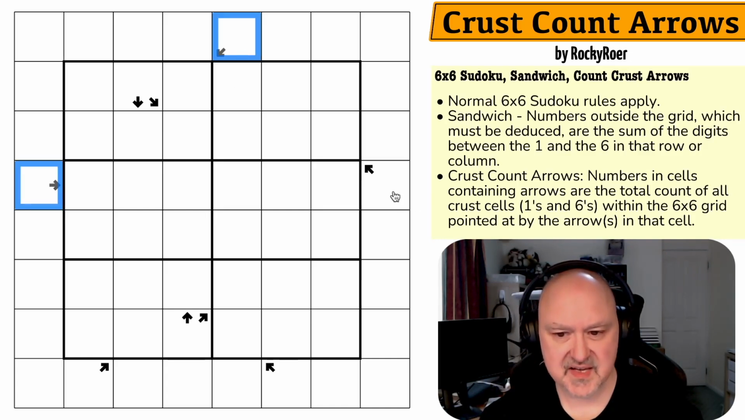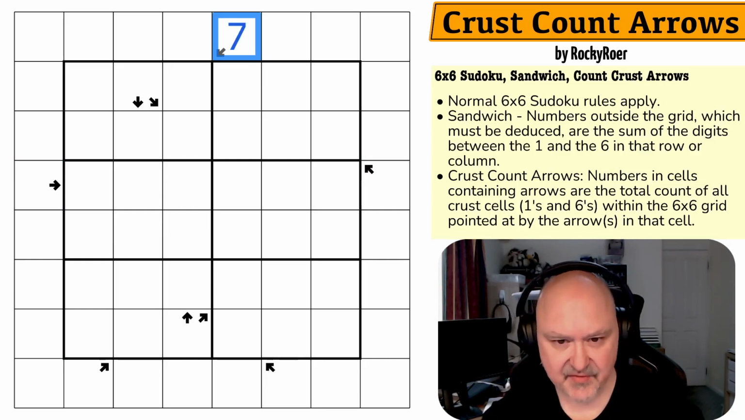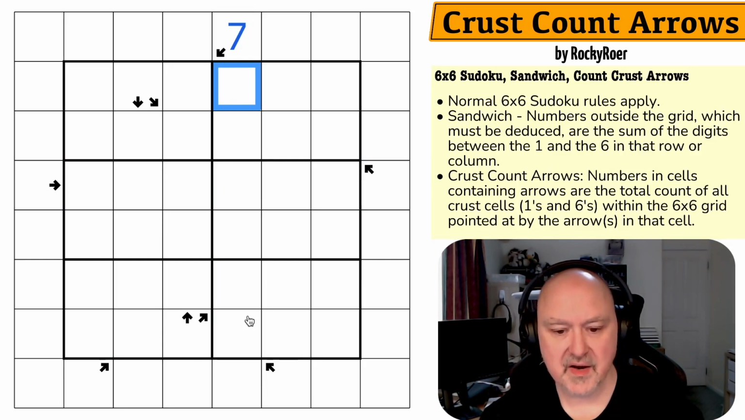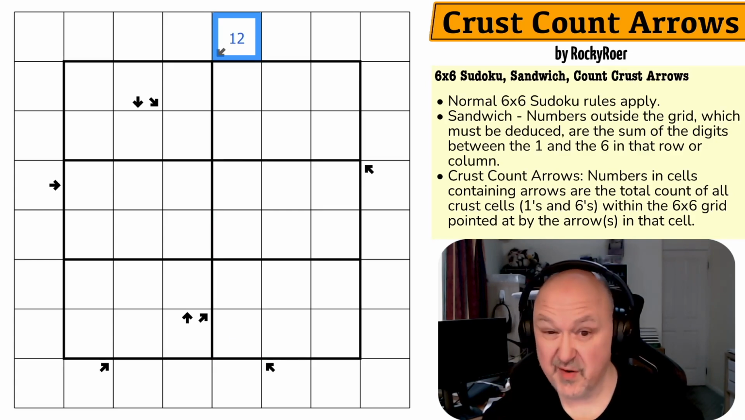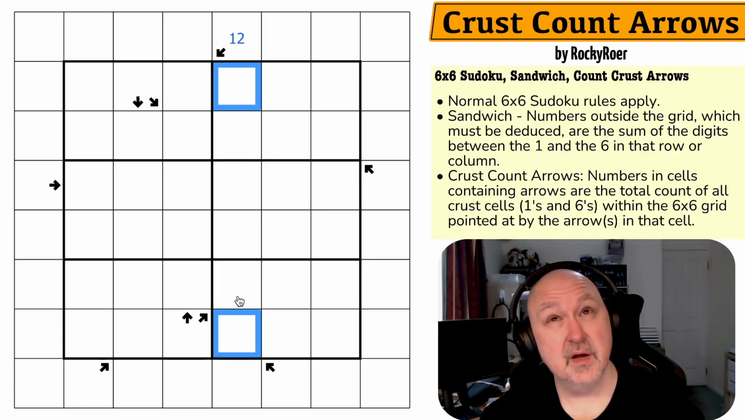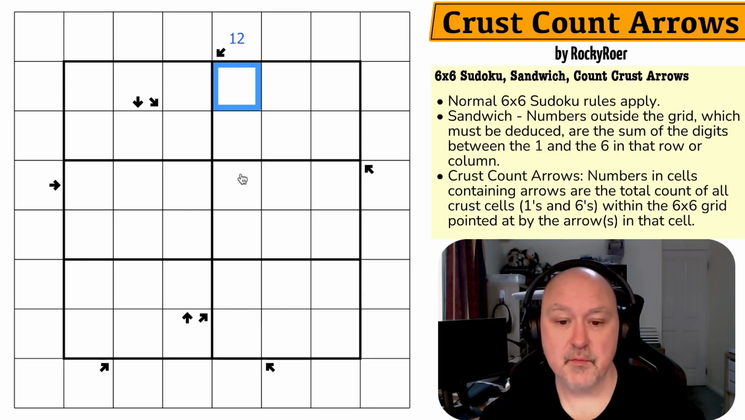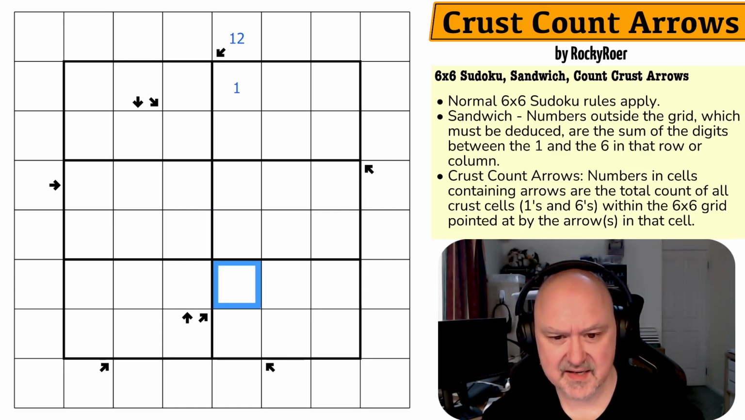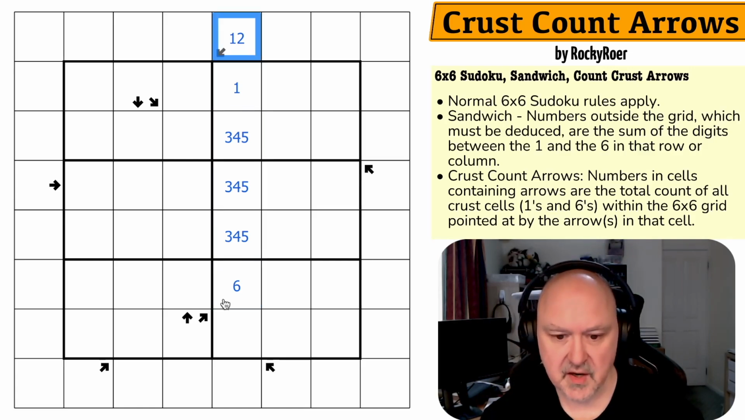Now I'm assuming it's where these arrows are that we have to place digits, but I'll get to that in a second. But say this digit here was a 7, then between the 1 and the 6 in this row or column, we would have to have digits summing to 7. If this was a 12, which I don't know, it might be possible, then between the... Is that possible? You could have 4, 5, and 3 would be 12, yep. So that would mean you could have, say, a 1 here and a 6 here, and these could be 3, 4, and 5, and that would sum to 12. So that would be a valid way of doing a sandwich sum in a 6x6 Sudoku. Hadn't even thought about it.